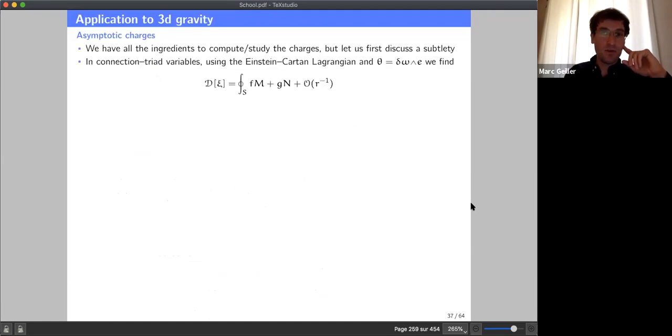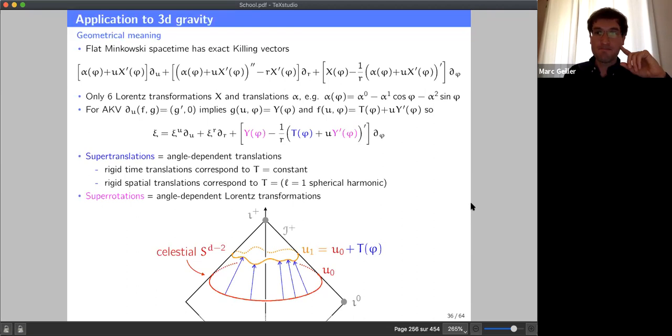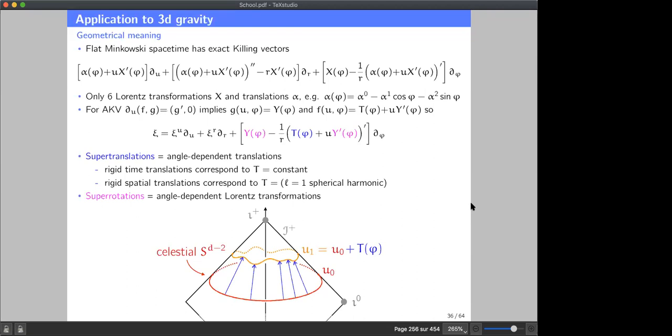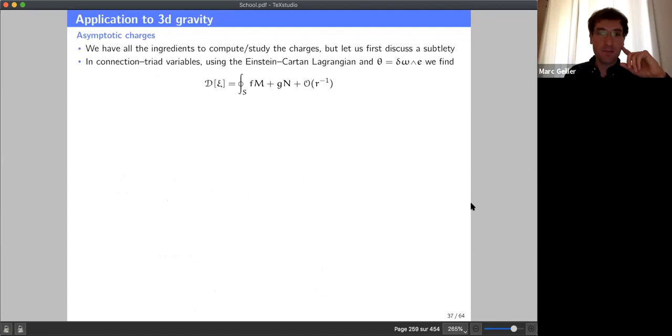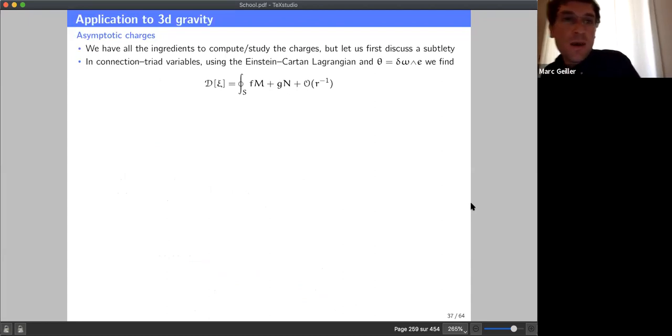Now I wanted to compute the charges, but I guess technically you have 2 minutes. Maybe I can just, okay. Yeah, I wanted to mention a subtlety. So let me just show this.